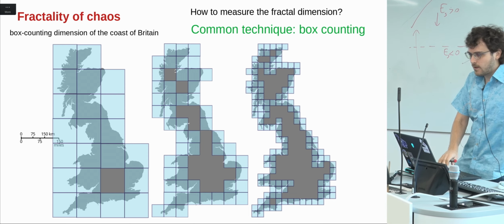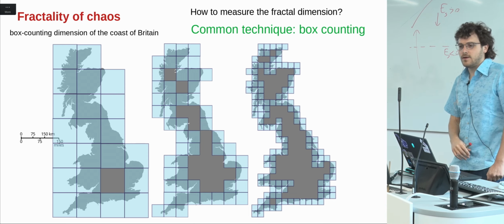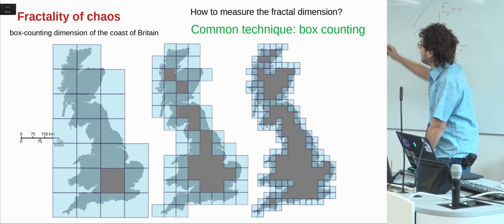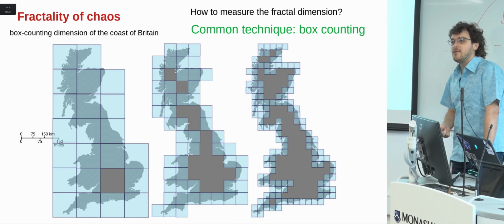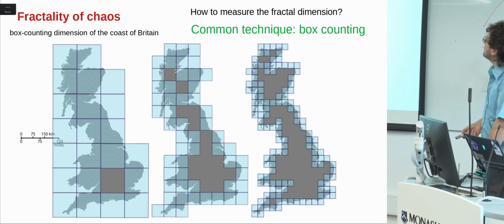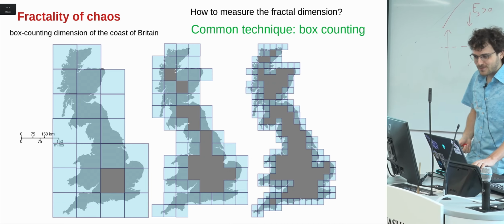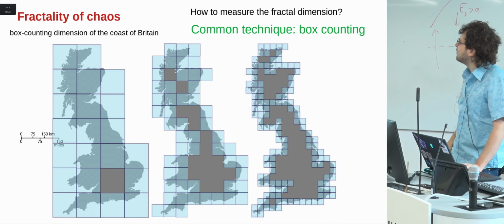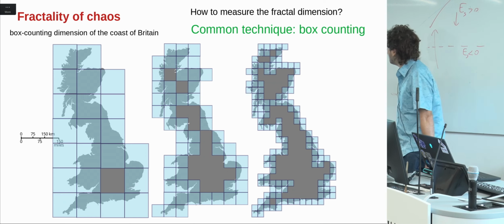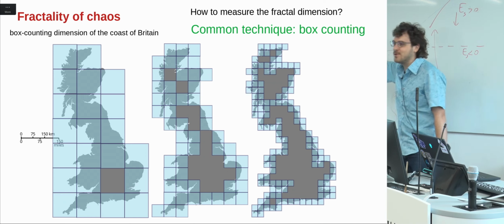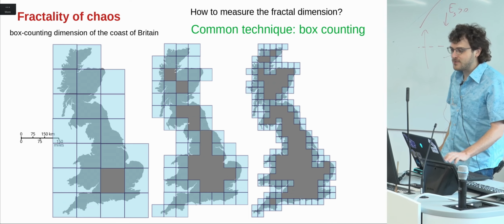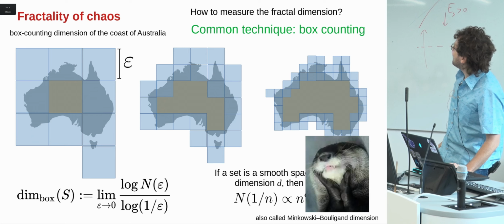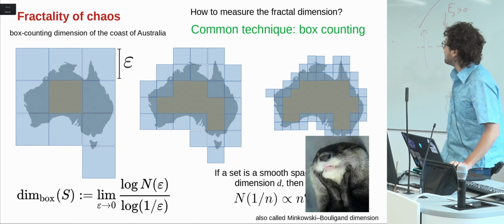And a way to measure this fractal dimension is, for example, the box counting technique. This kind of example is very well known: how to measure the coast of Britain, and you take some boxes to cover the coast of Britain. But unfortunately, well, we're in Australia, so I had to make one for Australia myself. Okay, this is much better.